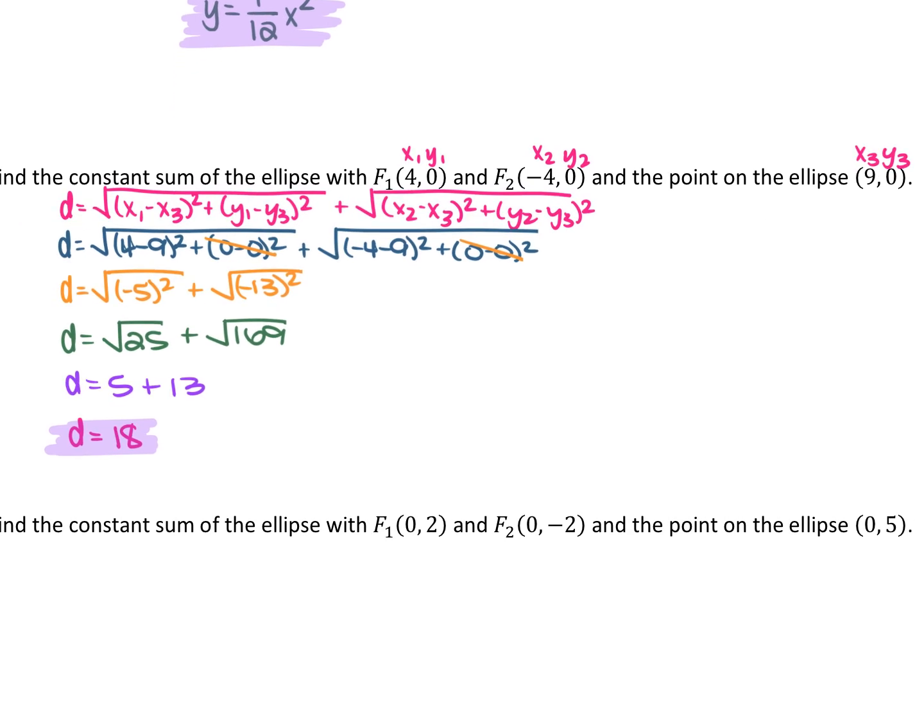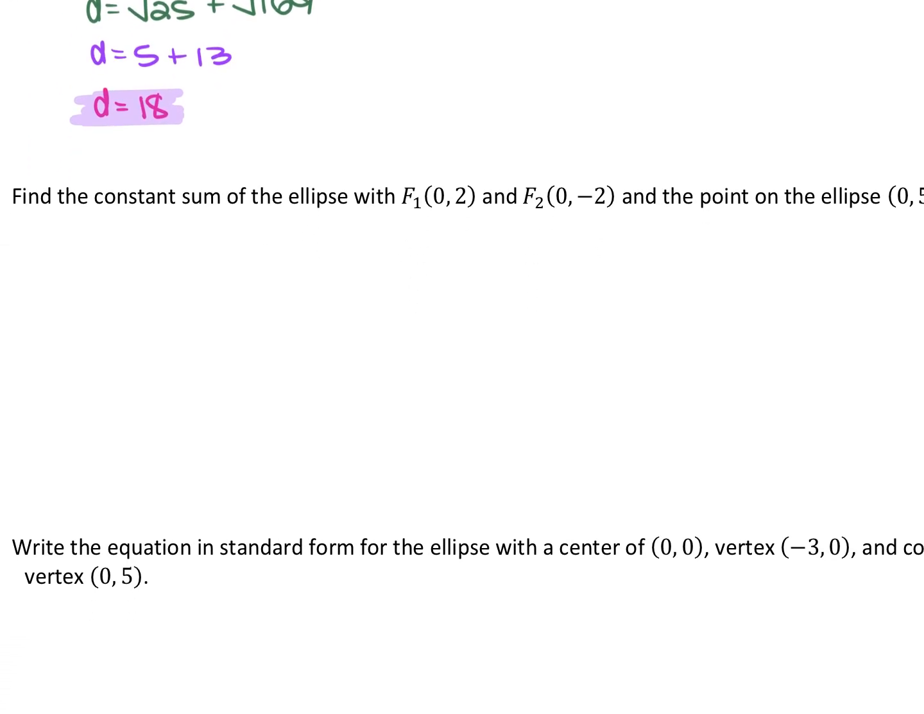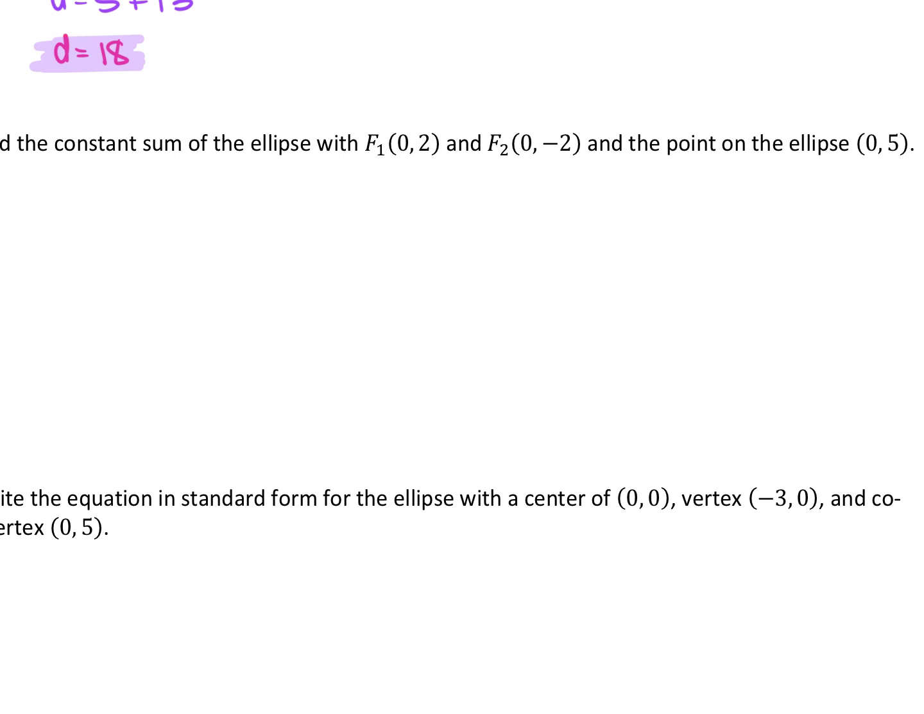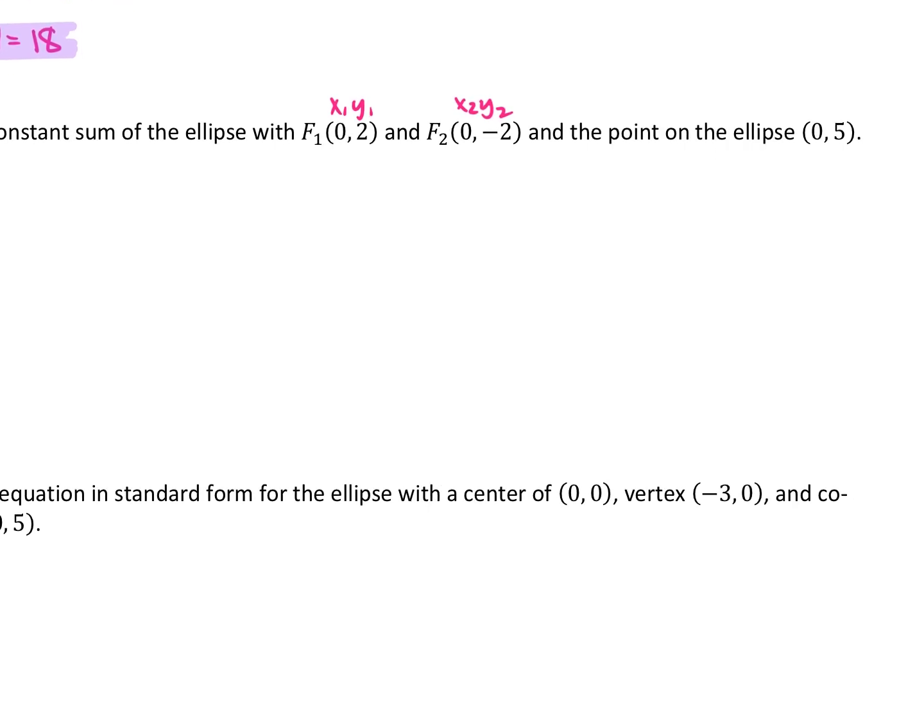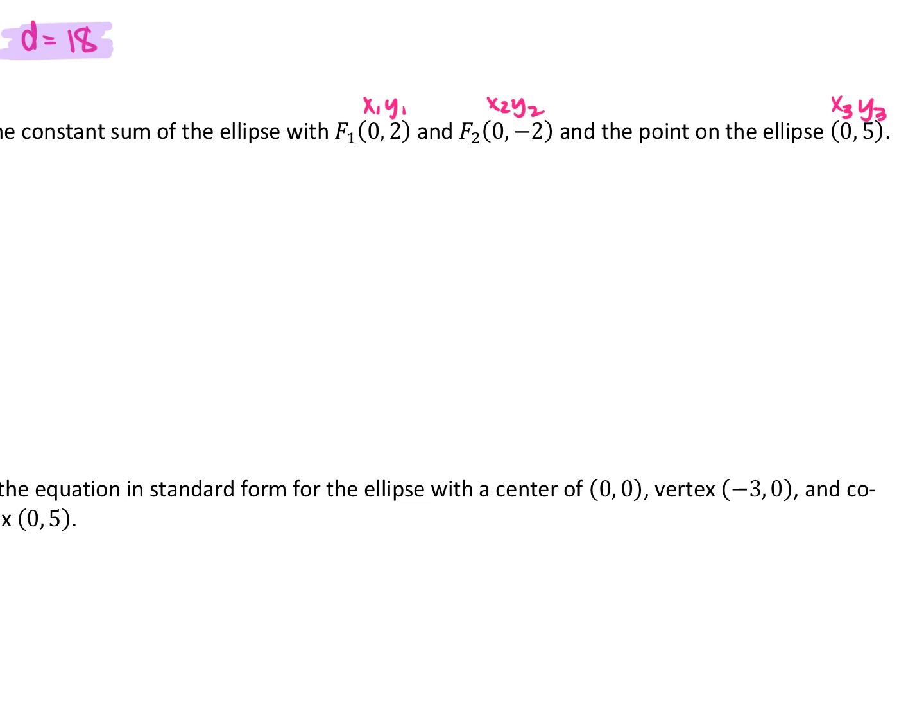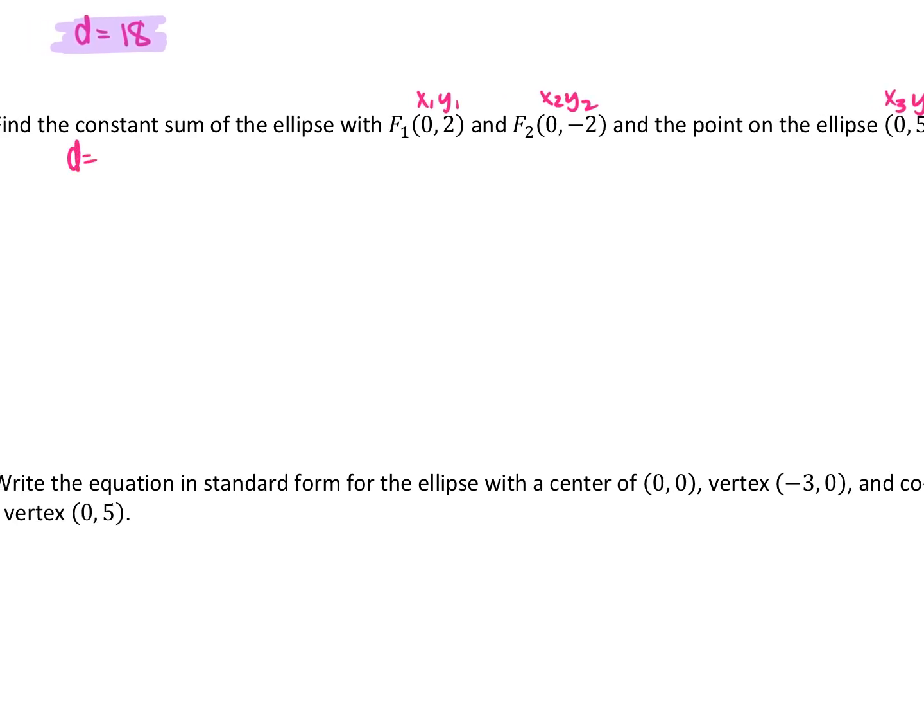For your next question, number 7, you're finding the constant sum with an ellipse of f1 of 0, 2, f2 of 0, negative 2, and the point on the ellipse of 0, 5. So your f1 is x1, y1, f2 is x2, y2, and your point is x3, y3. So again, our formula for your constant sum is going to be d is equal to the square root of x1 minus x3 squared plus y1 minus y3 squared plus the square root of x2 minus x3 squared plus y2 minus y3 squared.